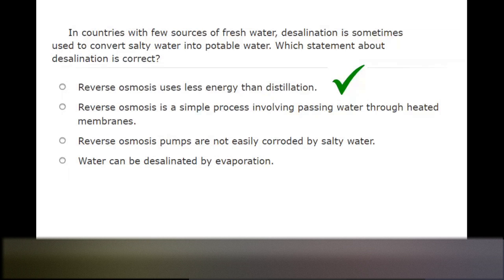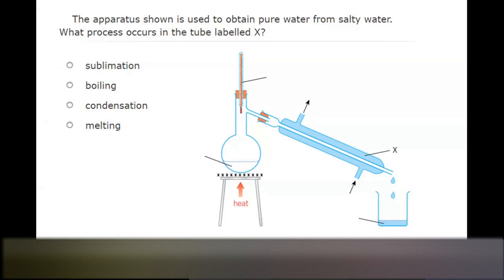Okay, last question, guys. The apparatus shown is used to obtain pure water from salty water. What process occurs in the tube labeled X? Sublimation, boiling, condensation, or melting? Let's have your answers. Okay, good. Lots of people putting 3, which is condensation.